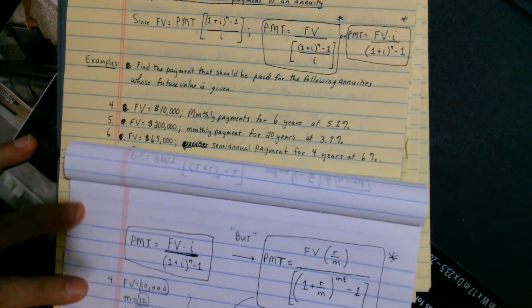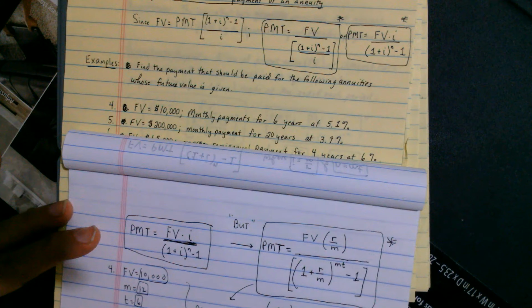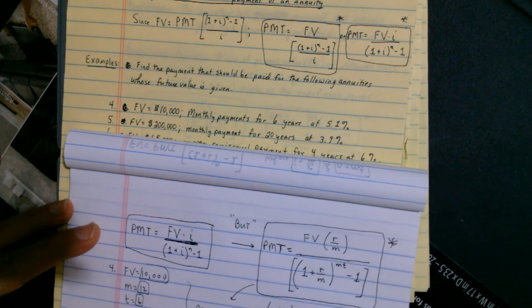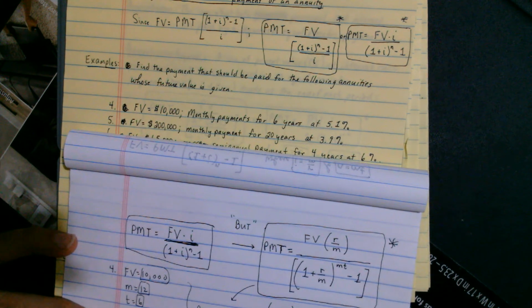Number 5. Future value is 200,000. The monthly payment, again, they use a lot of monthly because normally you pay per month. T is 20 years, and the interest rate is 3.9%, which is about 0.039.